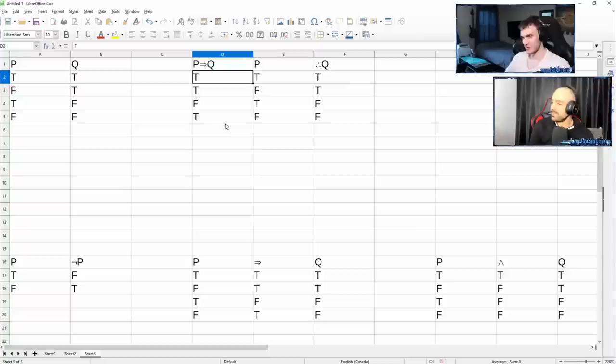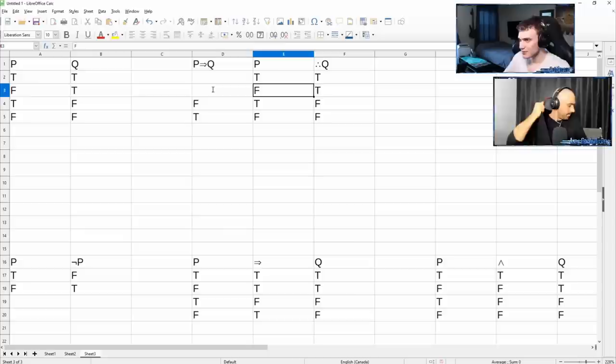So let's do a new argument then. I'm trying to delete cells. How do I fix that? Tab? I guess I just have to click every time. Okay.